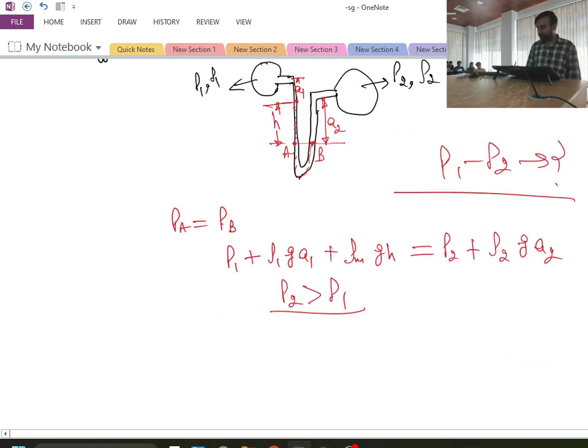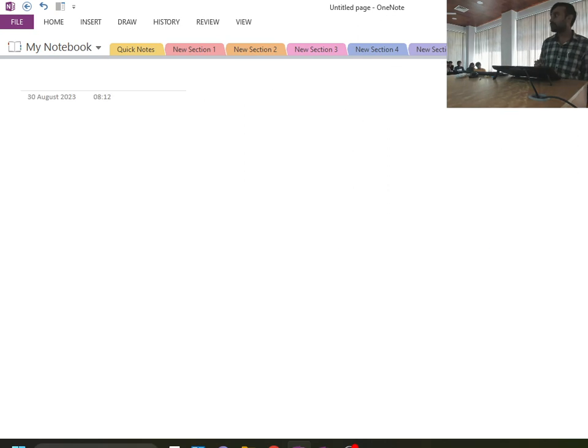Now let me give you one more. The height difference between the systems doesn't matter, whichever one is higher. Why is it not mattering? Because inside the closed vessel it already has the pressure P2 which we are considering. Understood?